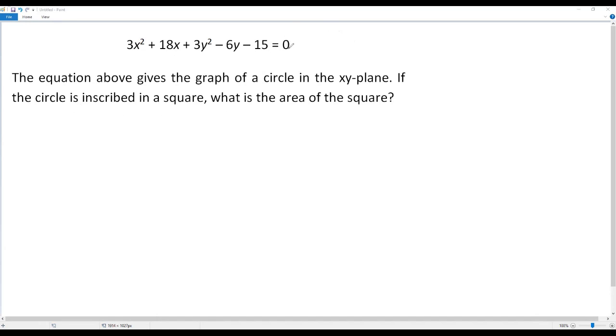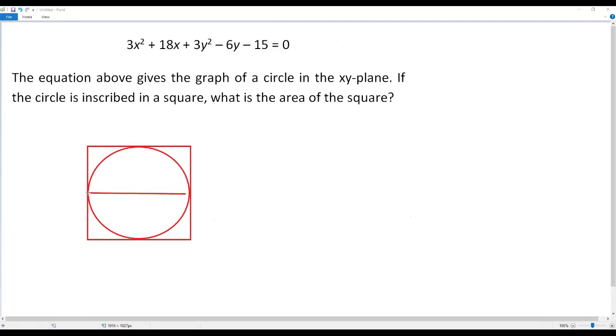Okay, now first let me draw a square with a circle inscribed in it. Here I have drawn a square, and a circle is inscribed in it. When I look at this figure carefully, the diameter of the circle is equal to the length of one of the sides of the square. To get the area of a square, we need the length of a side of a square. For that, we have to get the diameter of the given circle. Once we get the diameter, that is equal to the length of a side of the square. How do we get the diameter of the given circle?